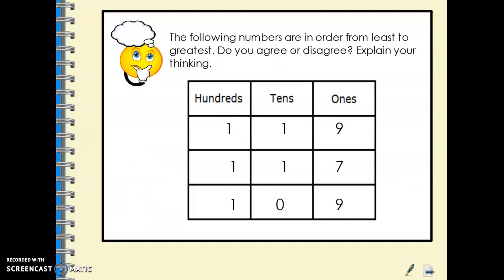Okay, let's look at this problem. It says the following numbers are in order from least to greatest. So we have to underline that. That's what they want us to look at. Least to greatest. Do you agree or disagree? Is our number 119 our least and 109 our greatest? Do you agree or disagree? I cannot wait to hear your response.